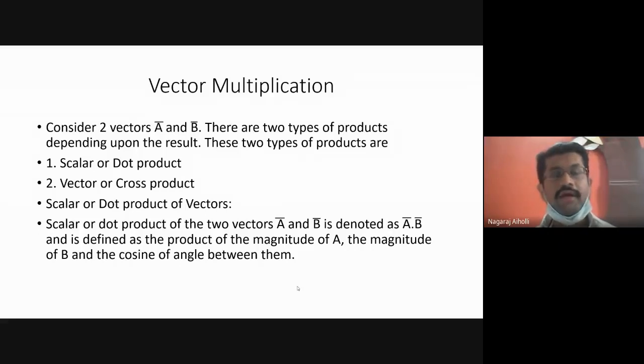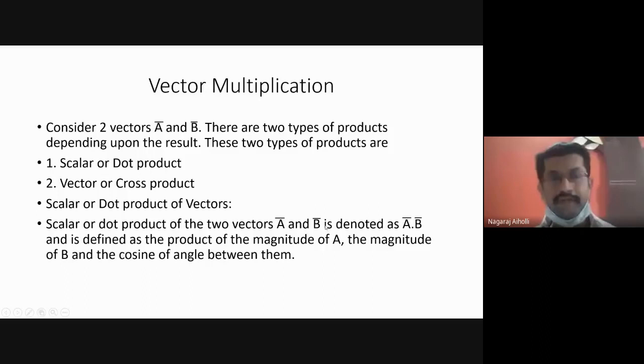Let us see one by one what is scalar product or dot product and what is vector product or cross product. First, the scalar product or dot product of two vectors. When we have the two vectors a bar and b bar, the scalar product or dot product of these two vectors is denoted as a bar dot b bar.